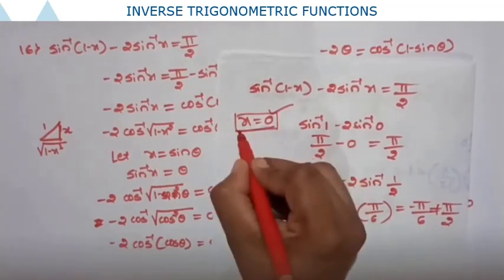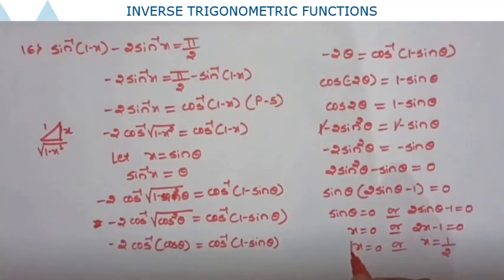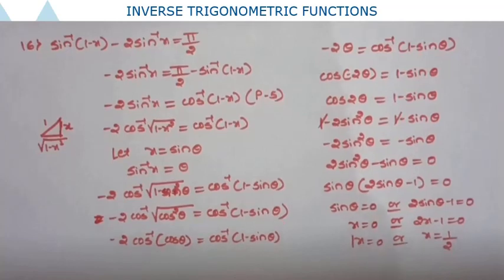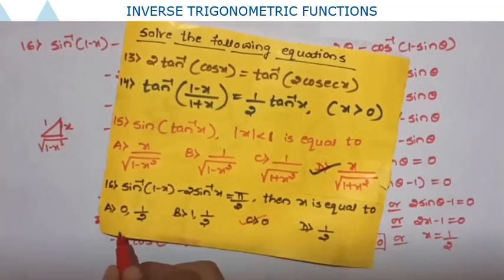Only x equals 0. x equals 0 is the solution of the equation. Therefore x equals only 0. x equals 0 is the only solution of the equation. So therefore option number C is correct, not A. Option number C is correct, that is 0.